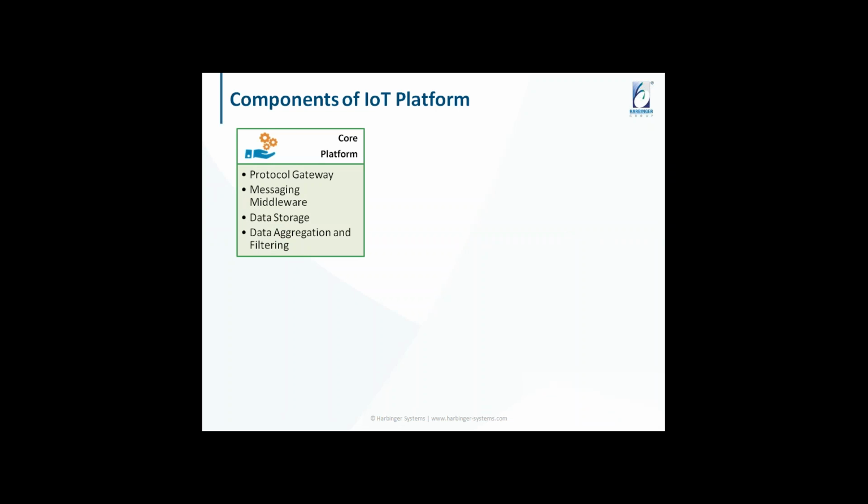The core platform provides the set of capabilities to connect, collect the data, monitor the data, and control the heterogeneous devices over the network. It consists of a protocol gateway to enable the communication between devices supporting BLE, Wi-Fi or Zigbee protocols, and there is also messaging middleware which allows publishers and subscribers to distribute messages in a loosely coupled manner. It also has data storage with support for both structured as well as unstructured data, and it can even perform aggregation and filtering or some kind of data processing over the platform. So this is the core platform.